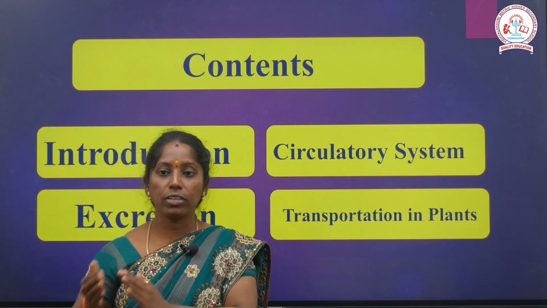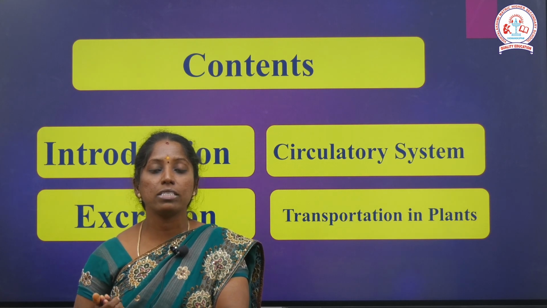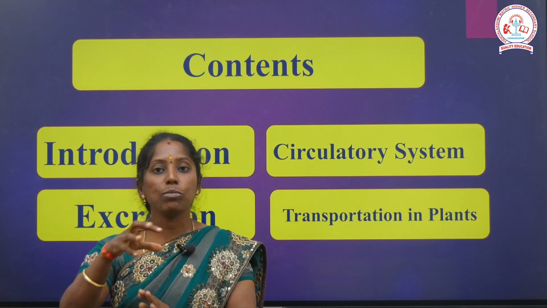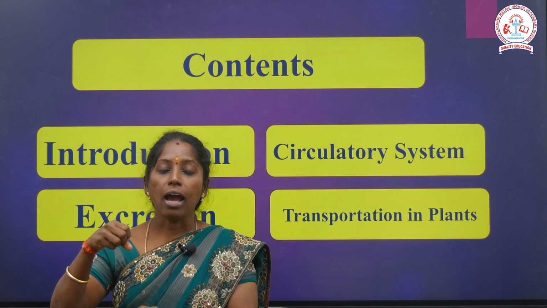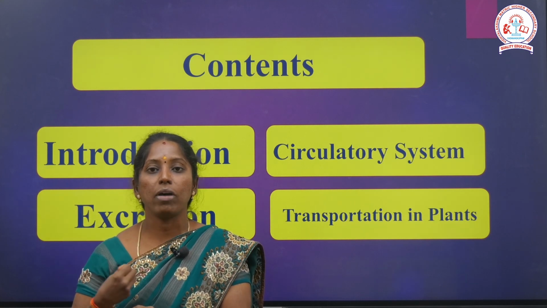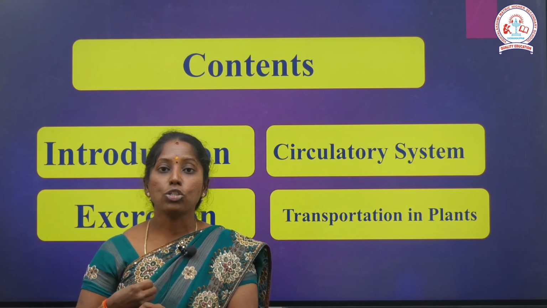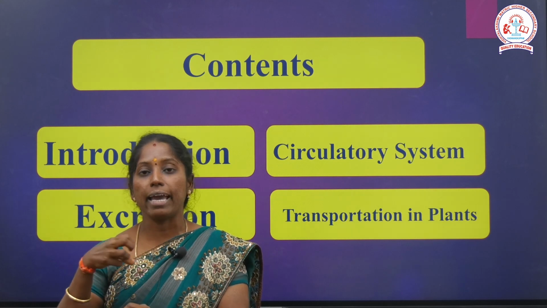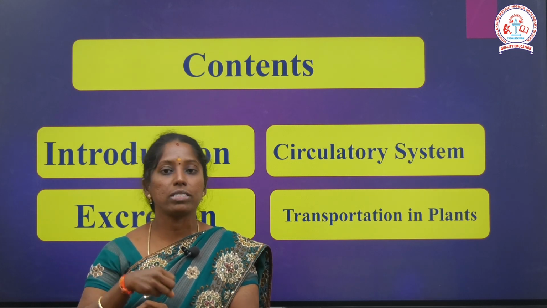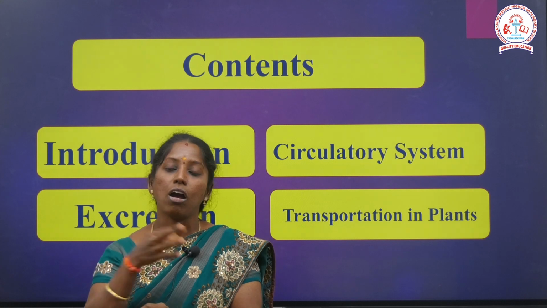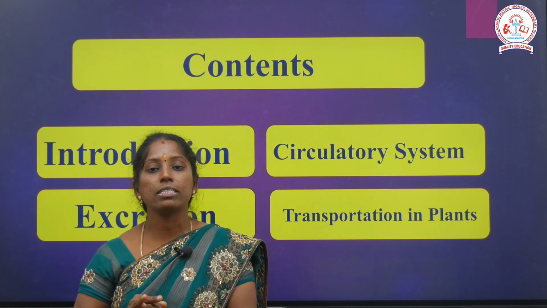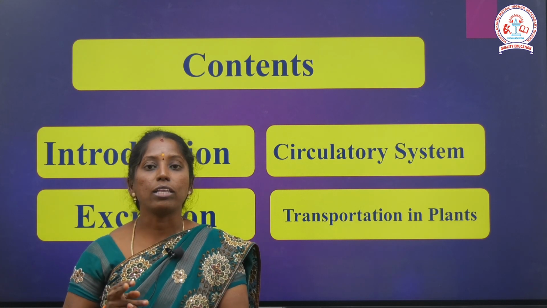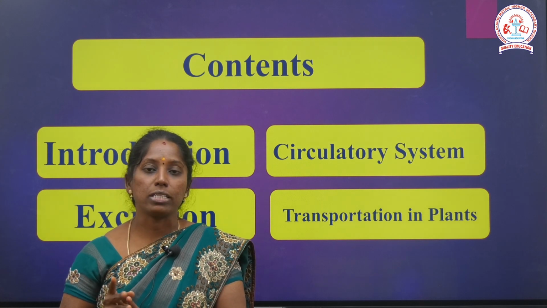Then what are their functions? What is the red pigment present in the red blood cells? Hemoglobin. This hemoglobin carries the oxygen and transports it to all parts of the body through the blood vessels. So what are the blood vessels? They carry the blood from the heart to all parts of the body and from all parts back to the heart. There are 3 blood vessels.